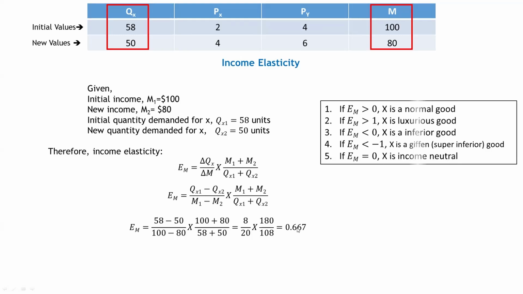As I have shown you, income elasticity describes the nature of a product. Looking to the income elasticity of demand, we can categorize the goods into 5. I have shown these 5 categories of goods in this table. Here you see when the income elasticity is greater than 0 but less than 1, the good is normal. Here we get income elasticity EM equals 0.667, which is greater than 0 but less than 1. Therefore, X is a normal good. This is how we can measure own price elasticity, cross price elasticity, and income elasticity using this table.